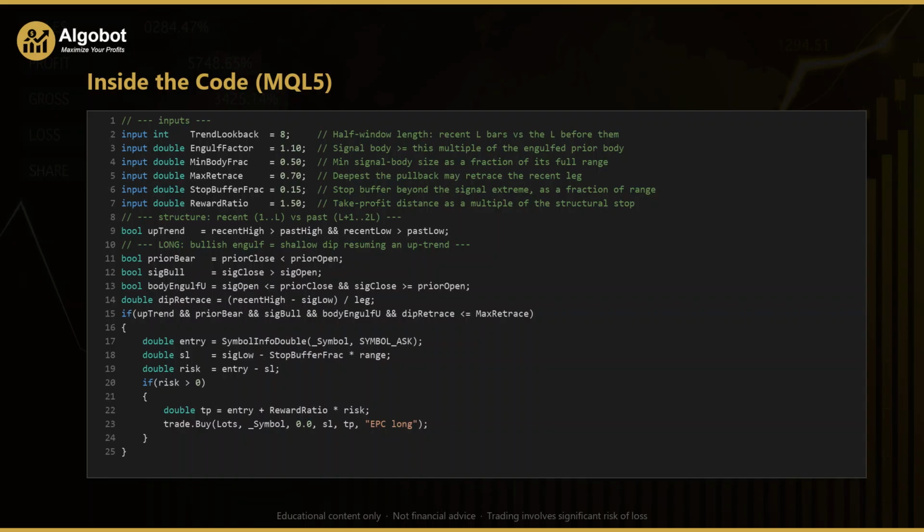For the long, prior bear checks the engulfed bar closed below its open, sig bull checks the signal bar closed above its open, and body engulf U verifies the signal's body fully covers the prior body, opening at or below the prior close, and closing at or above the prior open. The variable dip retrace measures how deep the dip went relative to the recent leg. When every one of those conditions is true and the dip is shallow enough, the EA reads the ask price as the entry, sets the stop loss just below the signal low minus the buffer, computes the risk distance, and places the take profit at reward ratio times that risk before sending the buy order.